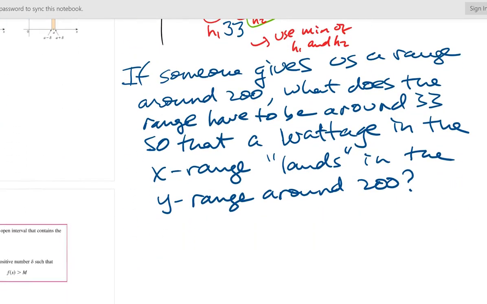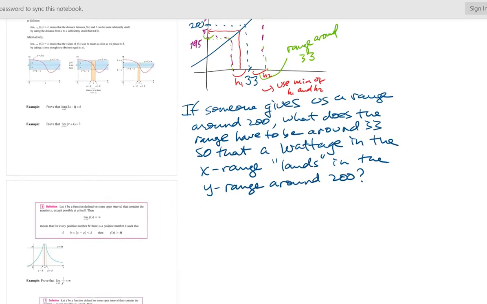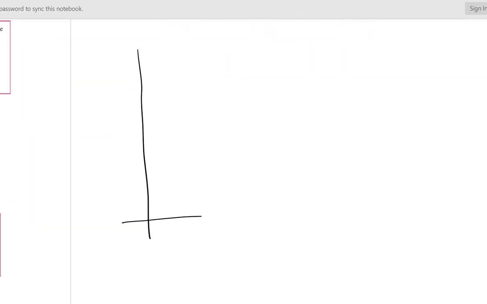So let me give you the epsilon delta definition of limit to get this all started. Okay, let's draw the scenario out graphically.